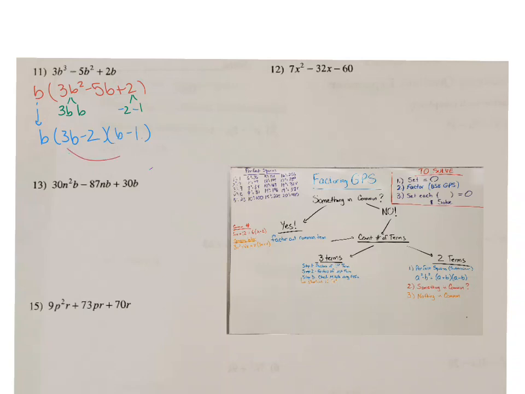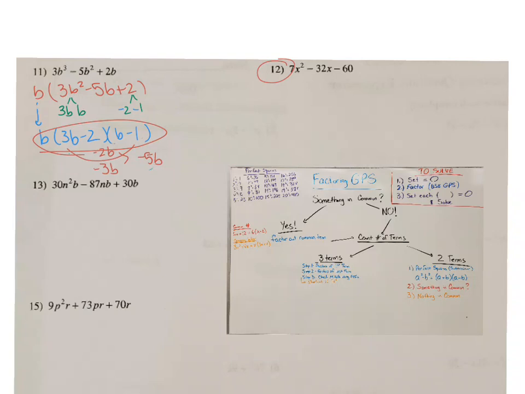And notice, I'm going to get a different middle this time. I get minus 3b on the outside. I get minus 2b on the inside. Together, that's minus 5b. That's what I want. All right? So 12 you're going to do on your own.